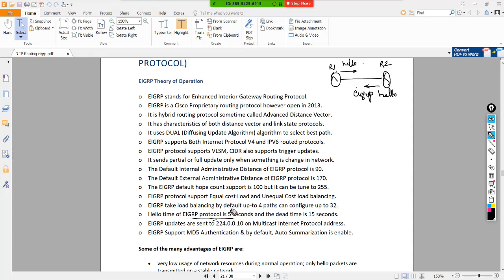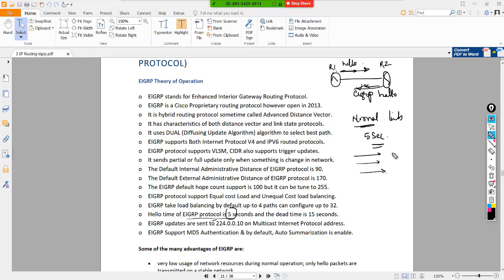This is called periodic hello packets because it has constant timers. In a normal scenario, a normal link, not a very high-speed link, it's always 5 seconds. So every 5 seconds you will see hello packets being sent from both sides. R1 sends the hello packet towards R2, and similarly R2 also sends a packet. Now, three consecutive hello packets will be sent.